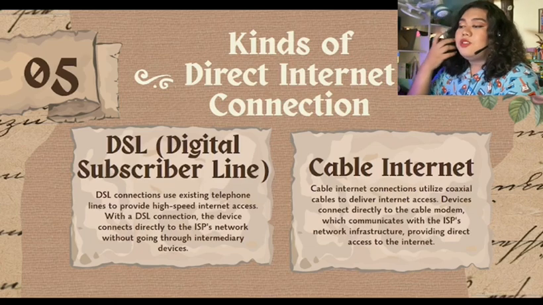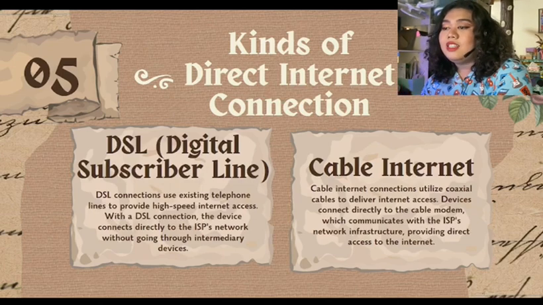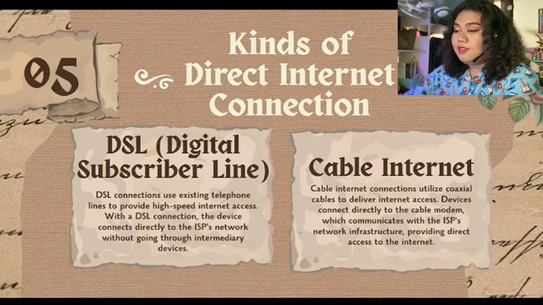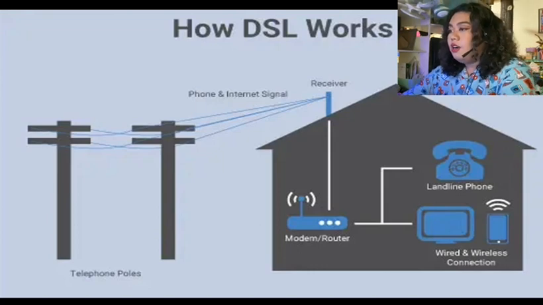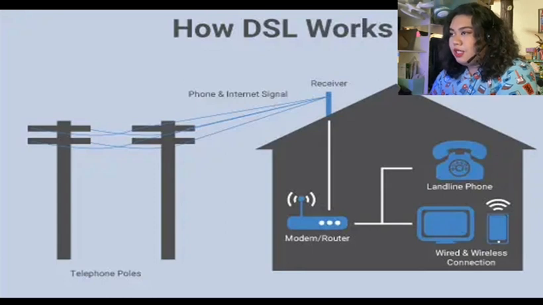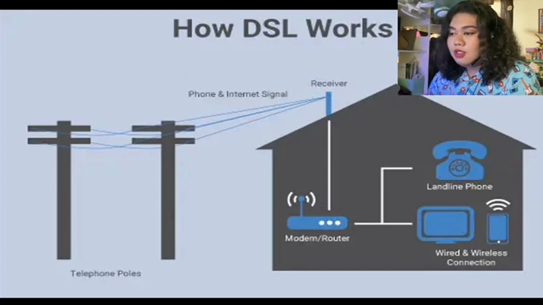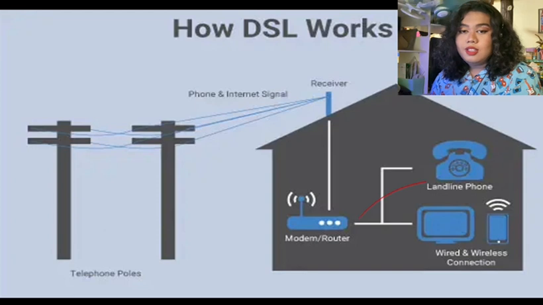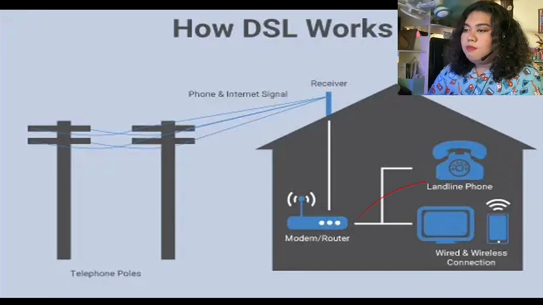Now, a digital subscriber line is a communication medium that receives data through a copper telephone landline. I have here an example. Now here is how DSL works. As you can see with my red cursor, these are the telephone poles, the stands. Then the signal, then the receiver, then the router, and the router is connected through a landline phone, like PLDT, Globe, right? So, something like that.